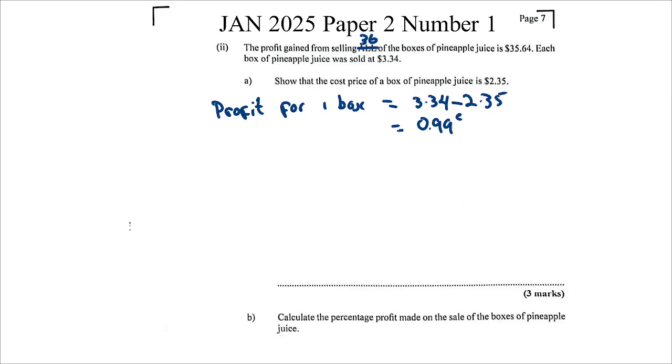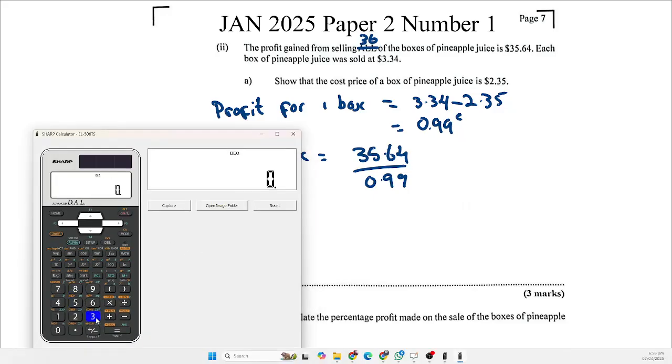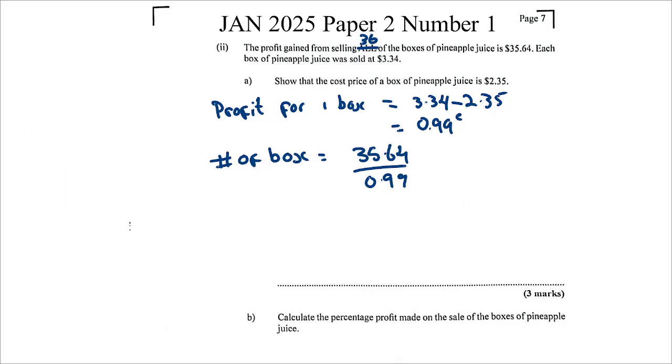If they did not tell you the 36 boxes, you could have said the number of boxes would be the total profit, 35.64, divided by 0.99, and that would give you the number of boxes, if the question asks you to find it. That is 36. I guess that is why this was 3 marks. It's 36 boxes because they said show that.